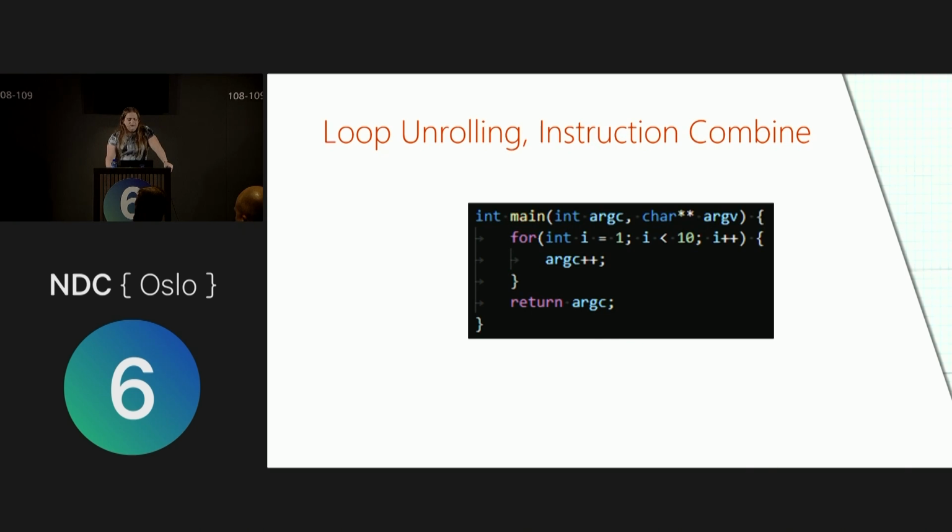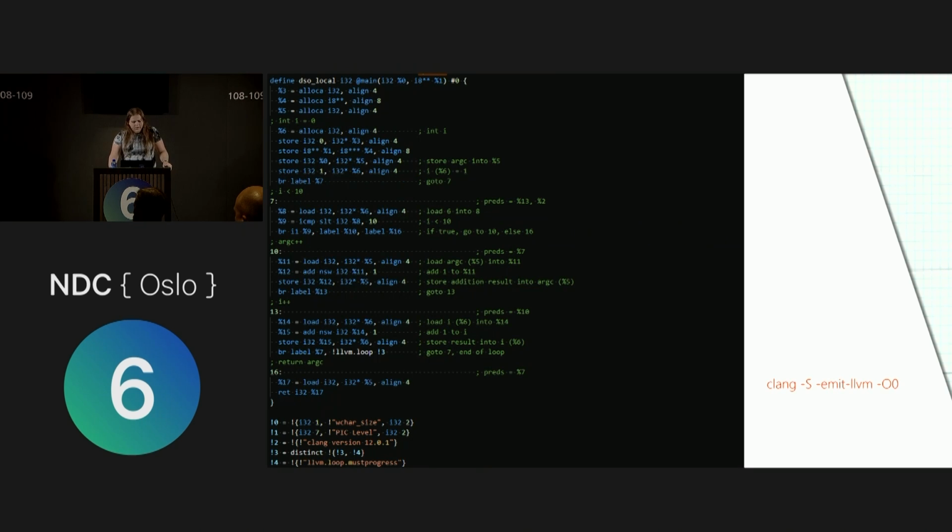So let's talk about loop unrolling and instruction combination. This is a bit more complicated of an example. Here we have some code where we loop from 1 to 10 exclusive, and we increment argc, then we return argc. So what does this code look like without optimization? This is a lot of code. Sorry, I couldn't get it any shorter than this.